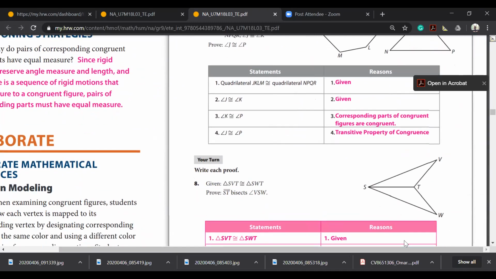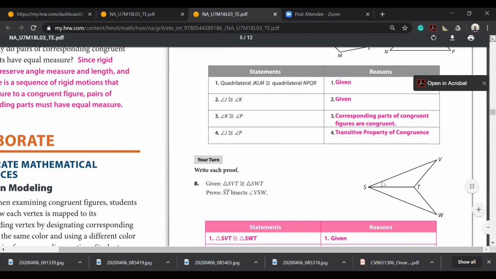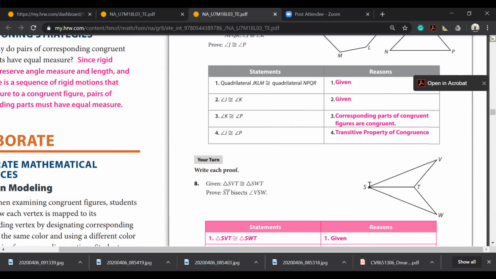Given that triangle SVT, where is SVT? The one up here is congruent to triangle SWT. Prove that ST bisects angle VSW. What does the word bisect mean?